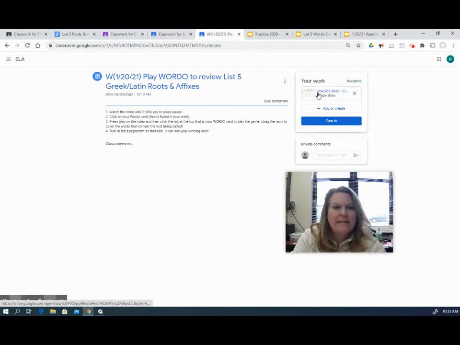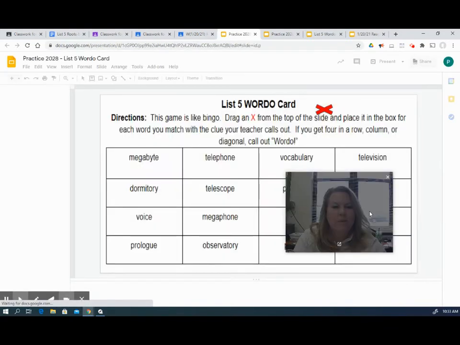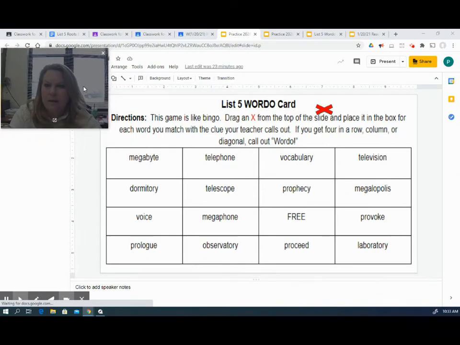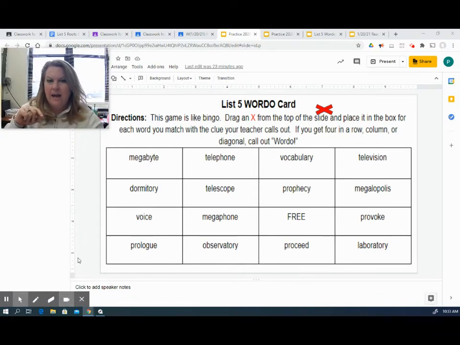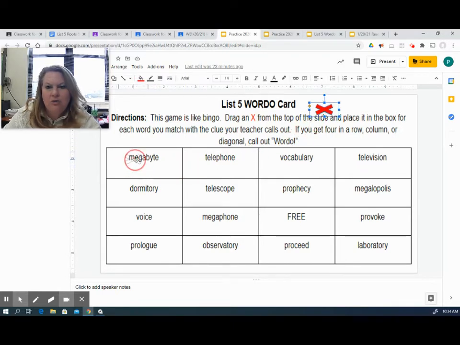Okay, so I'm guessing everybody's looking at their Wordo card. I'm going to bring that up, and I'm going to put myself over here, and we are going to play. So I'll go ahead and pull out the first root or affix. Remember to mark it on your card. To mark a word, you just go up and grab that red X and you drag it to cover the word that you want to mark. So it's that simple. Okay, and there should be plenty of X's up there for you to do your whole card.